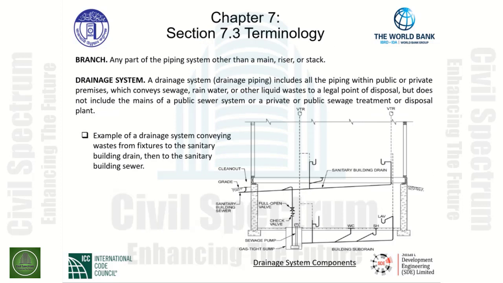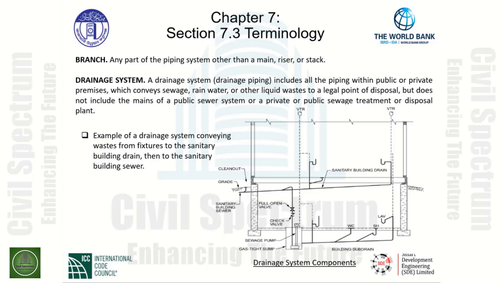Branch is defined as any part of the piping system other than a main, riser, or stack. Drainage system gives us a specific definition. A drainage system includes all of the piping within public or private premises, which conveys sewage, rainwater, or other liquid waste to a legal point of disposal, but does not include the mains of a public sewer system or a private or public sewage treatment or disposal plant.